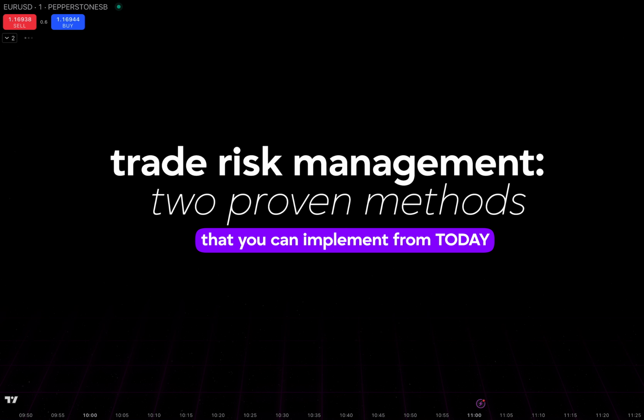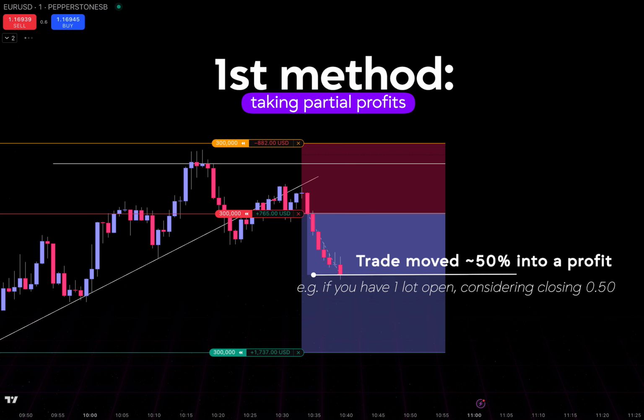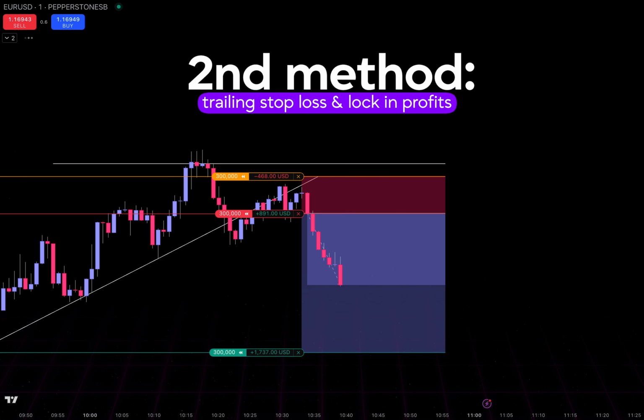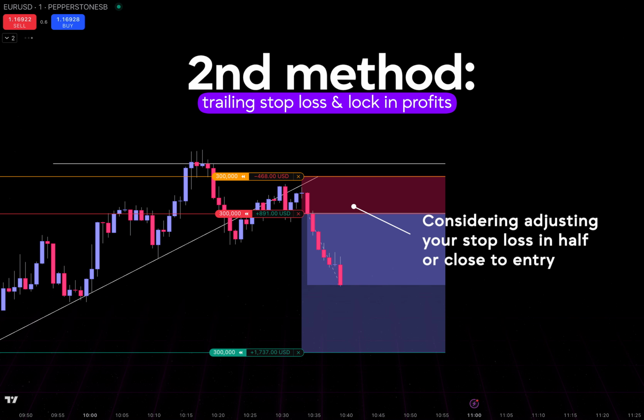Now, we really want to help you guys manage your emotions and lock in profits along the way. So here are the two straightforward yet powerful methods that I personally recommend. The first one is partial profit taking, which means once your trade moves about halfway toward your take profit level, you can consider closing out a part of your position. What it does is basically secure some early gains and take the pressure off if the market decides to reverse.